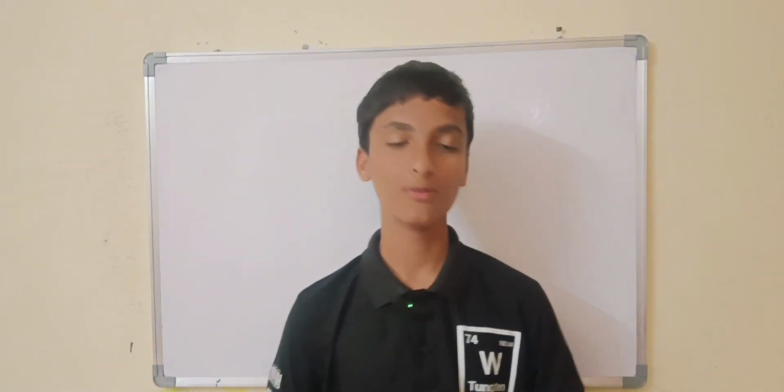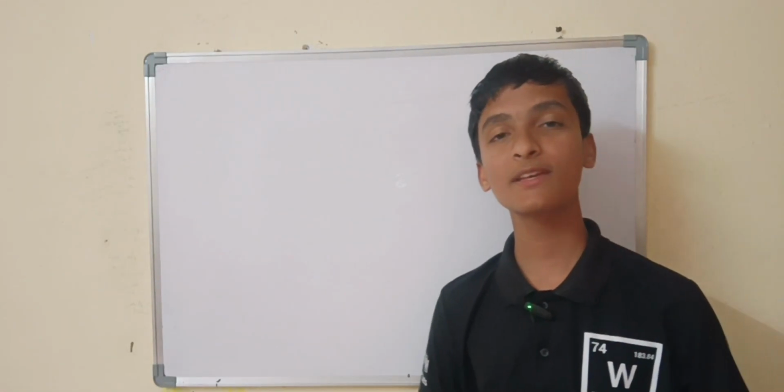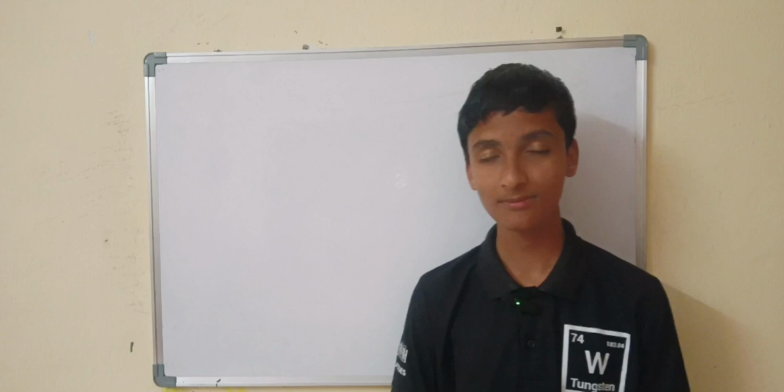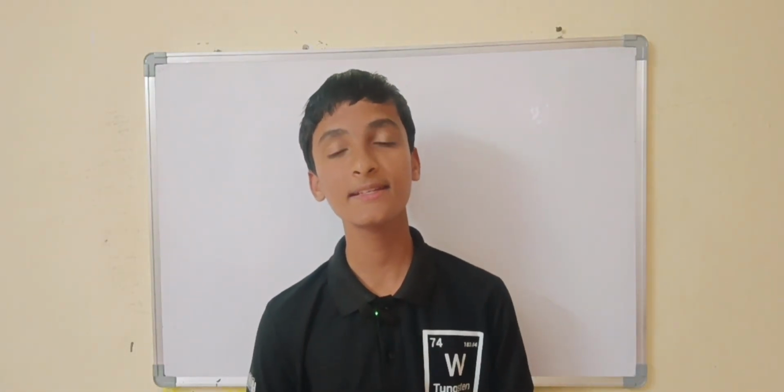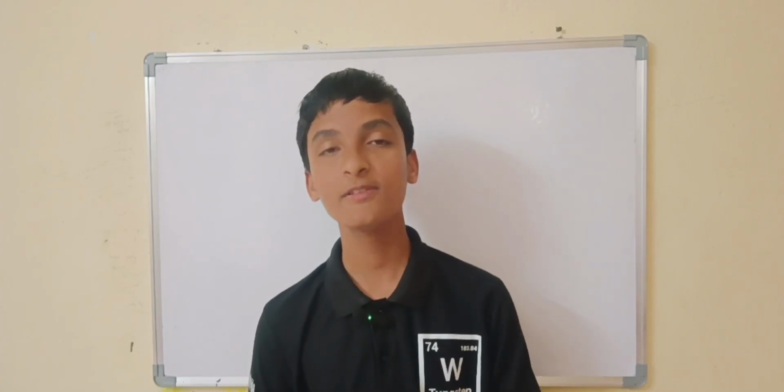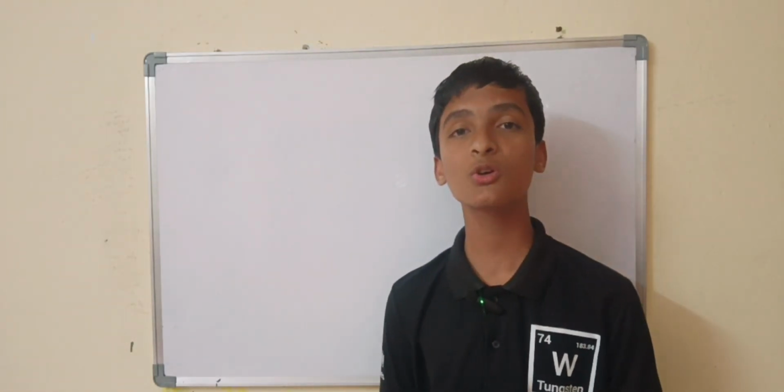Before we start our class, let's revise the definition of oxidation number. Listen. Oxidation number: a number which indicates gain or loss or sharing of electrons to form a chemical bond.